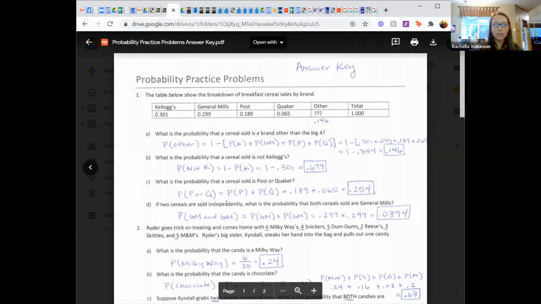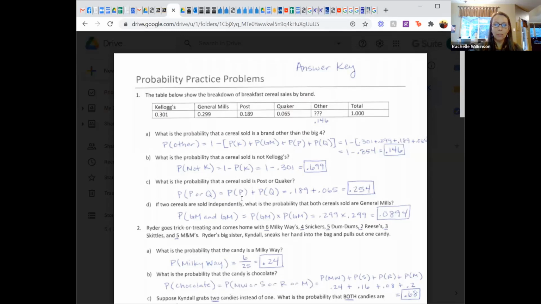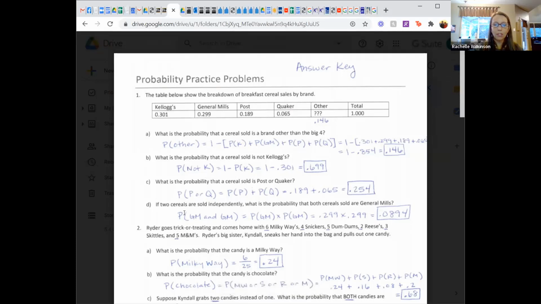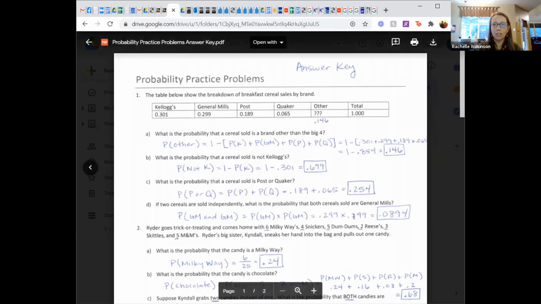Then, if two cereals are sold independently, and independently is a key word to watch for, what's the probability that both cereals are General Mills? So the probability of General Mills and General Mills. Since they're independent, we can just take that probability, 0.299, and multiply it together twice, once for each cereal, and get 0.0894.